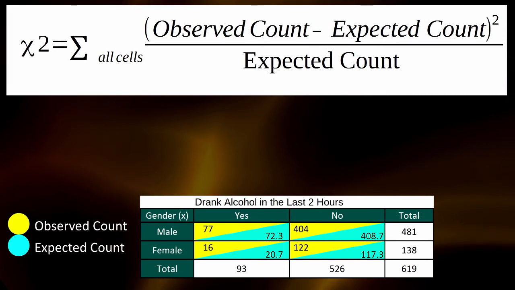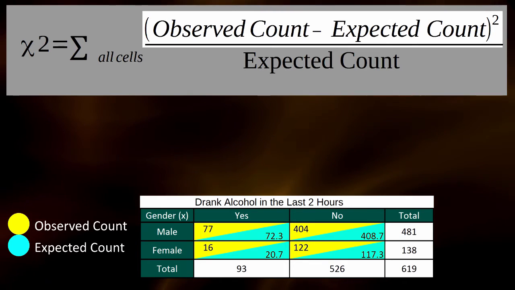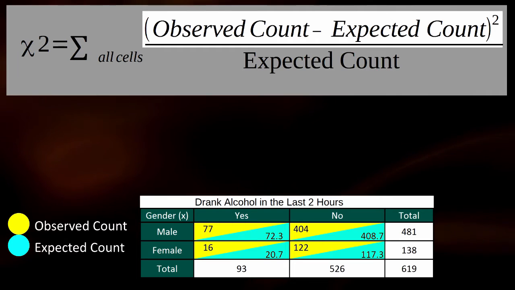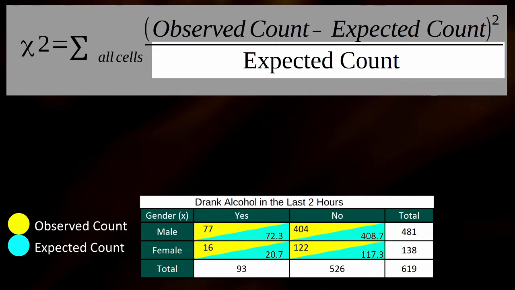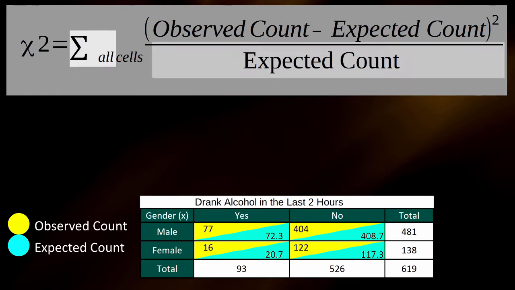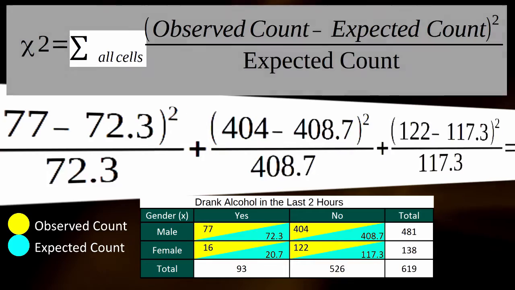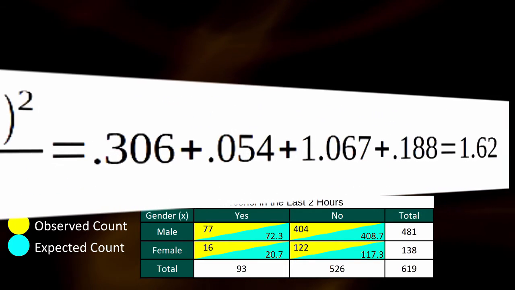Here's the formula. For each cell, we take the observed count, subtract the expected count, and square that value. This value is then divided by the expected count, and then this number is summed for all of the cells in the table. Once the chi-square statistic has been calculated, we can get a feel for its size.